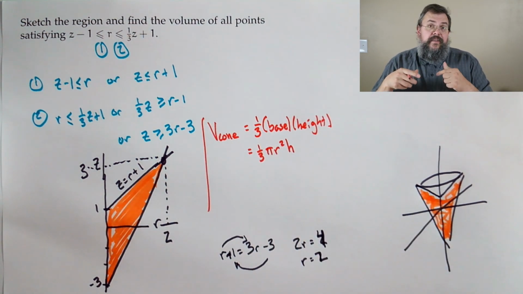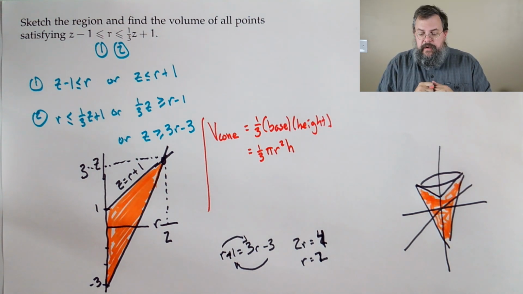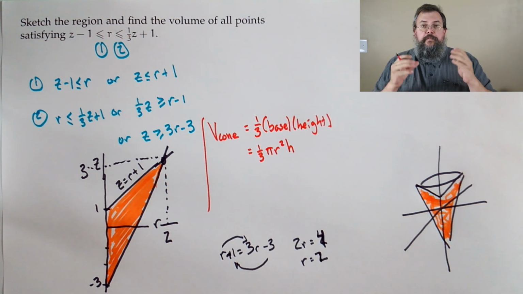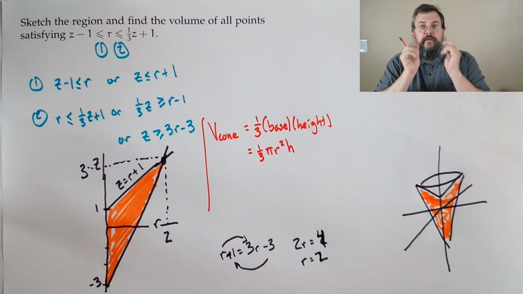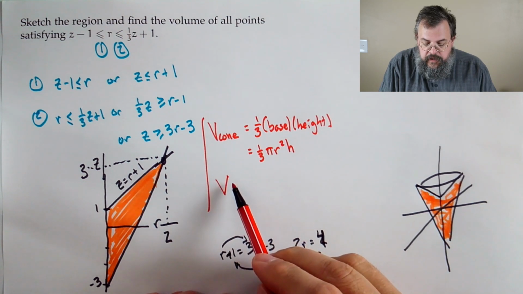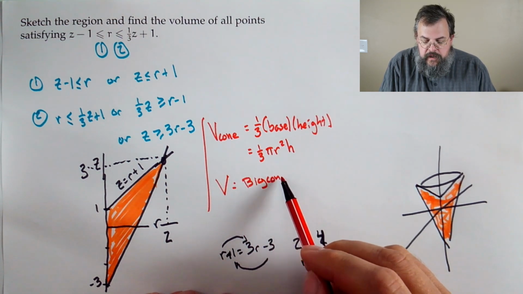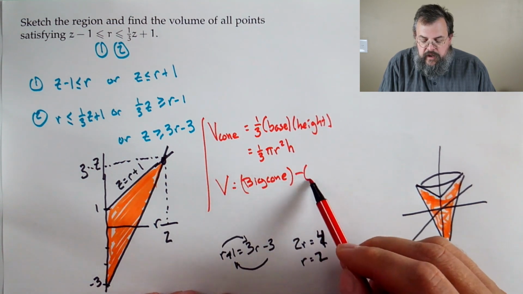Now, the base doesn't have to be a circle. It can be any shape you want. But, all right, so there's our basic setup. Now we say, okay, our shape is a big cone, subtract a little cone. So our volume is going to be our big cone, subtract our little cone.